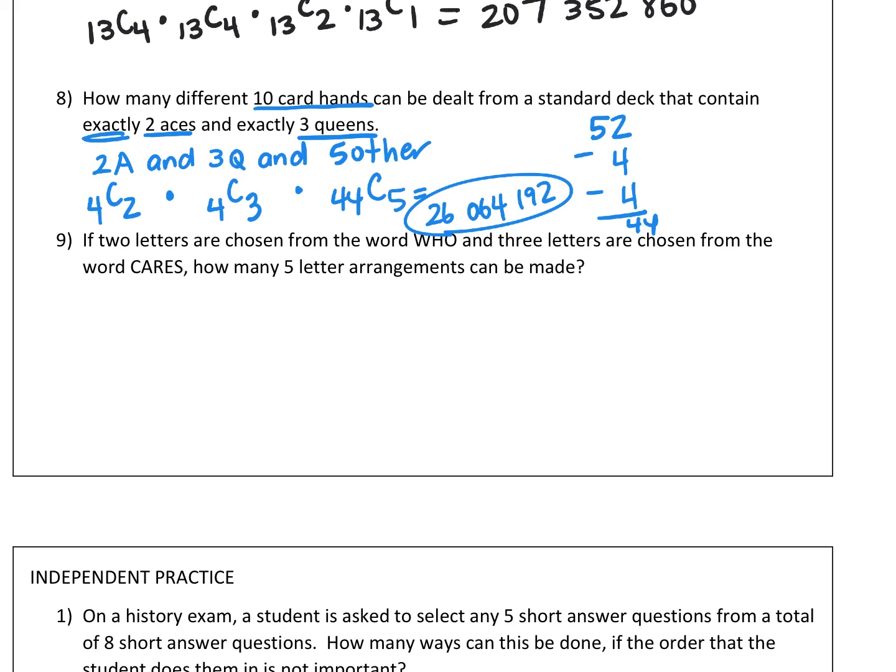All right, last example here. If 2 letters are chosen from the word who and 3 letters are chosen from the word cares, how many 5-letter arrangements can be made? This one's a little bit different because when I arrange my letters, it matters; they're different if I change up the order of my letters. So what we have to do is make 3 decisions. Number 1, we choose our letters from the word who. Number 2, our letters from the word cares, and then arrange them.